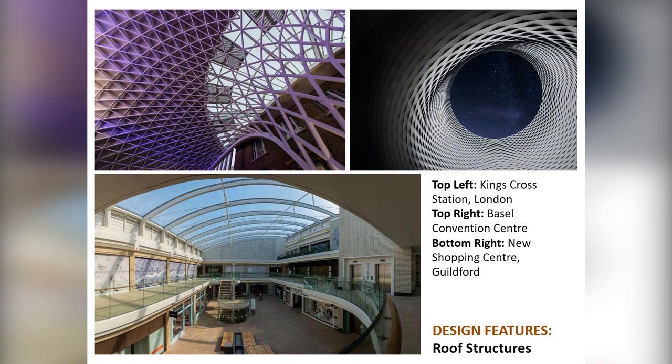The one on the top right is really fascinating. It's a convention center at Basel. And it's actually got a hole in it. What you can see through the hole is the night sky. Had to do a lot of work to bring back the detail on the night sky. As you can imagine, in a city, a lot of light pollution. So I actually did quite well in terms of getting that amount of detail back in it. But the roof structure itself is fascinating.